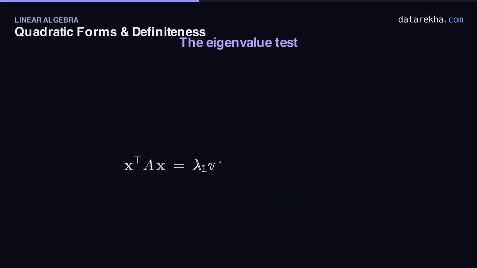Why do the eigenvalues rule everything? A symmetric matrix has perpendicular eigendirections, and along each, the form is just that eigenvalue times a square. Positive, the ground rises. Negative, it falls. The lambda signs are the curvatures.